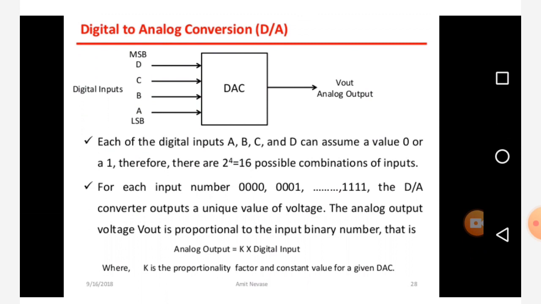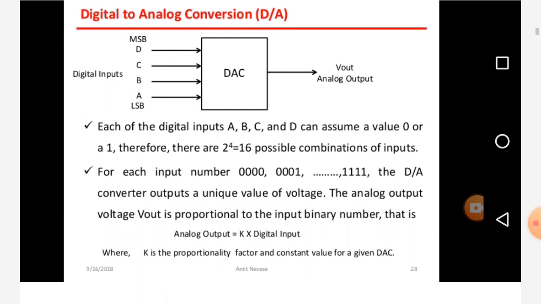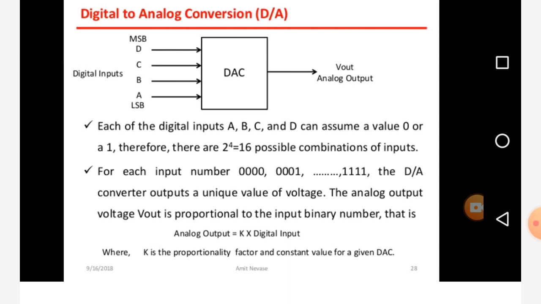From each input number, 0001 up to 1111, the DAC converter outputs a unique value of voltage. The analog output voltage Vout is proportional to the input binary number, that is, analog output is equal to K into digital input, where K is the proportional factor and a constant value for a given DAC. So this is the basic concept of DAC.